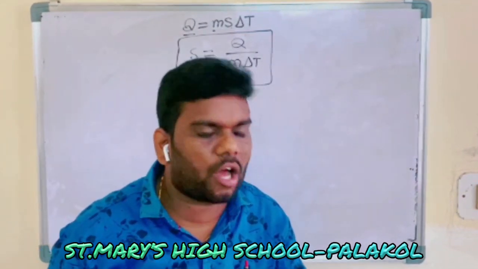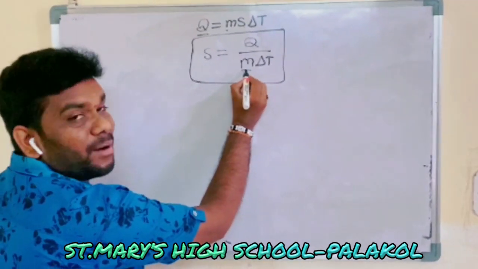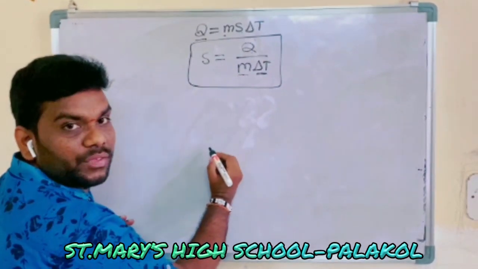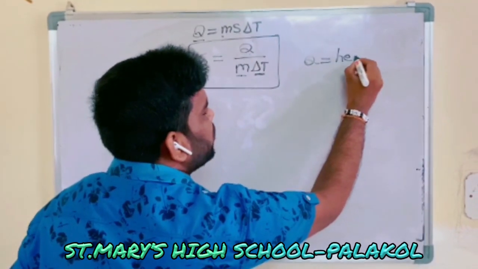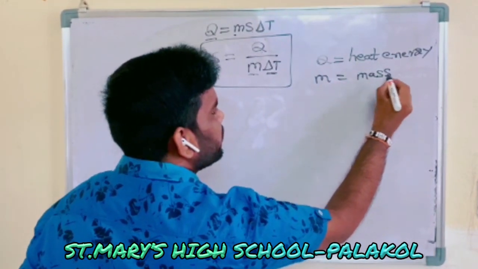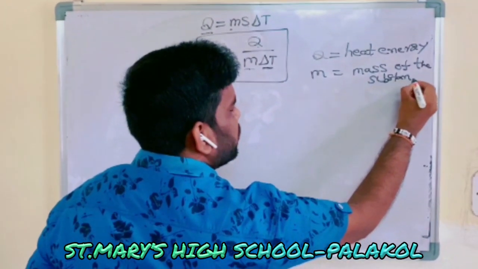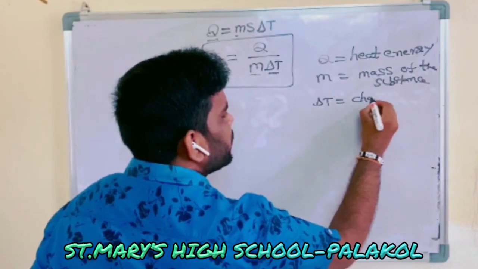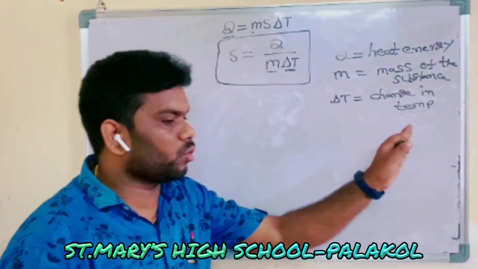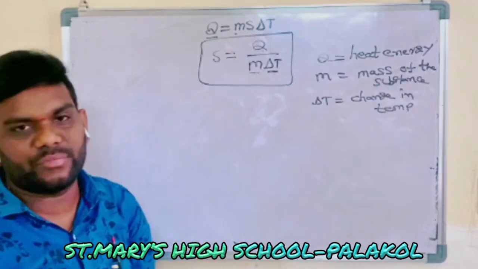What is the definition of specific heat? What is Q? Heat energy. M is the mass of the substance. Delta T is the change in temperature. So Q is equal to heat energy, M is equal to mass of the substance, and delta T is equal to change in temperature.